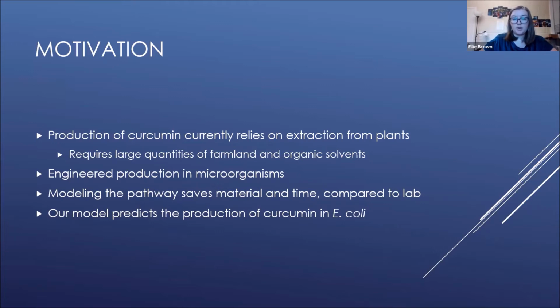Then modeling the pathway before growing it in a bioreactor saves even more time and material, because we can change the parameters that we want. For example, the concentrations of the enzymes in the model to see what it does to the yield of curcumin, and then we can go use those parameters that we've decided on in a bioreactor and get our desired result out. So our model predicts the production of curcumin in E. coli.